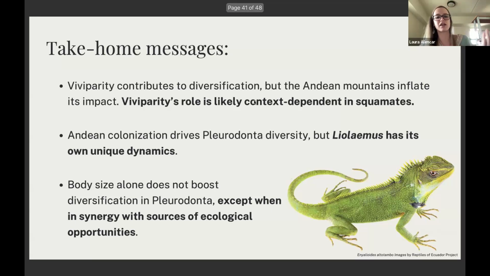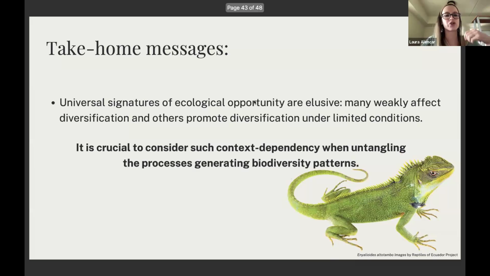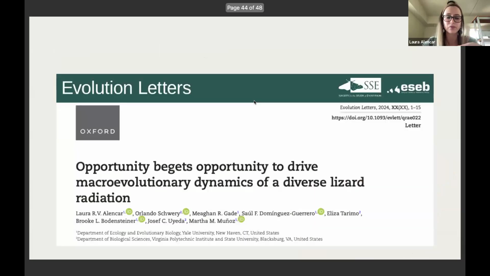And finally, body size alone does not boost diversification in Pleurodonta, except when in synergy with other sources of ecological opportunity. And finally, universal signatures of ecological opportunity are elusive, so many will weakly affect diversification, while others promote diversification under way more limited conditions. So we should consider such context dependency when untangling the processes generating biodiversity patterns at large scales.